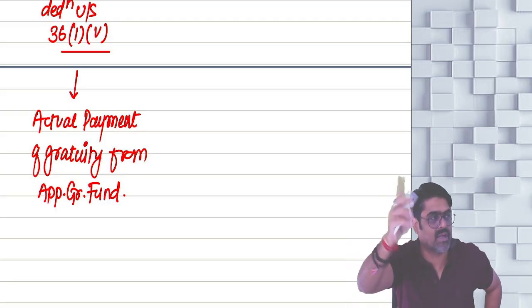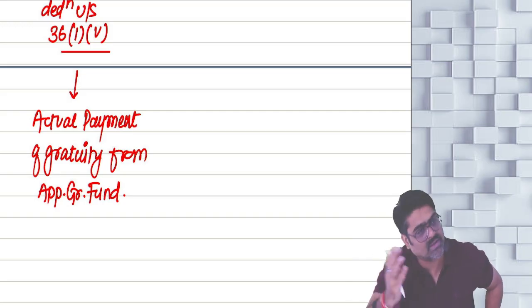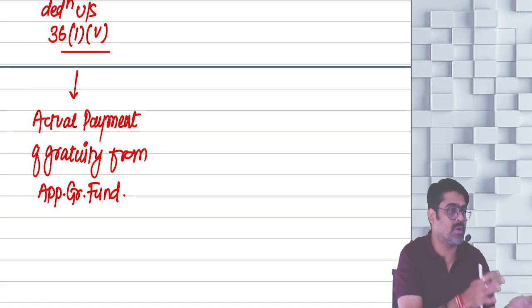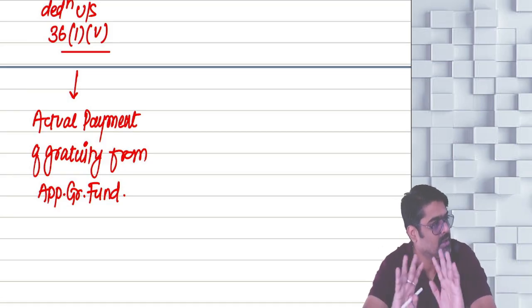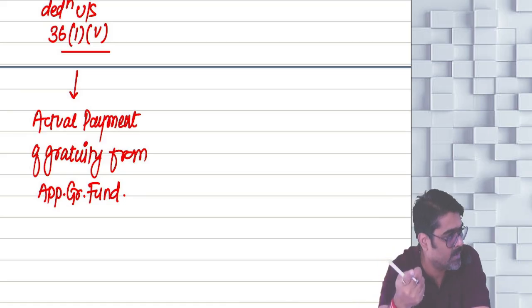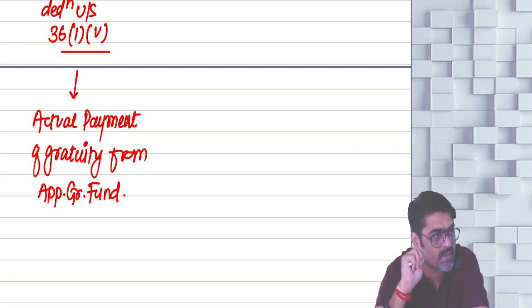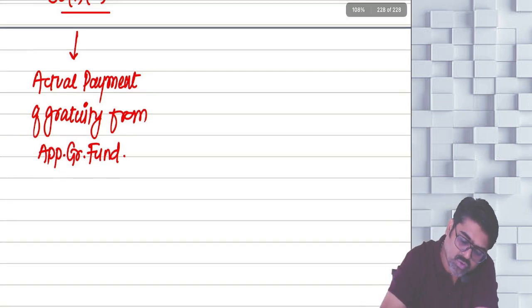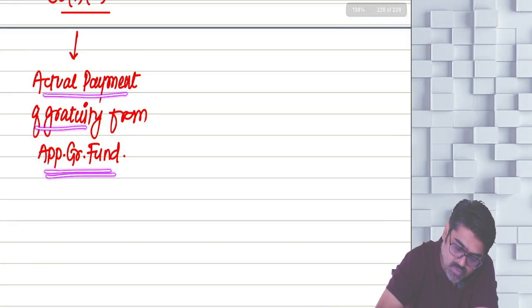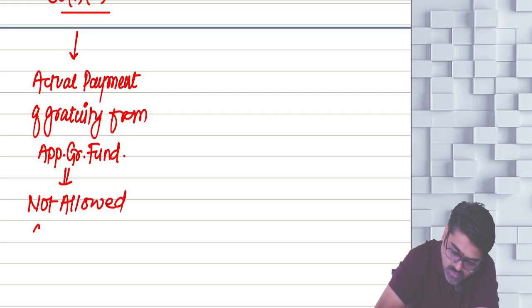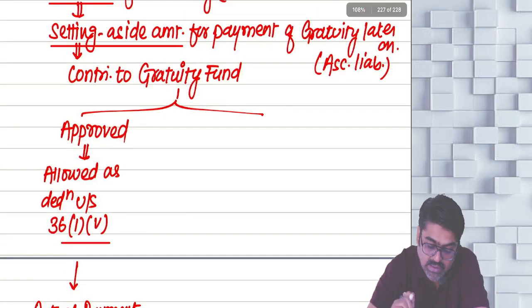No. At that time this gratuity will not be allowed as a deduction, because that gratuity is coming out of the gratuity fund, and the amount which was contributed in the gratuity fund was already allowed as a deduction. So out of that amount, if any gratuity is paid in the future, that gratuity will not be allowed as a deduction. Otherwise it will result into double deduction. Yes or no? So actual payment of gratuity from approved gratuity fund shall not be allowed. Not allowed as a deduction. Yes or no?